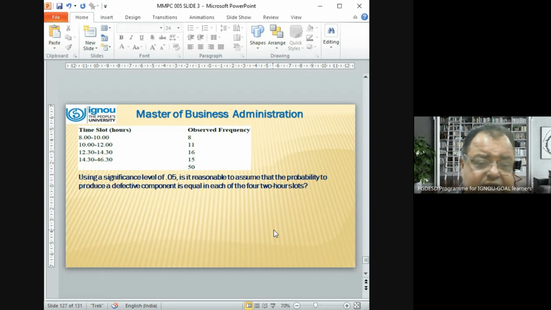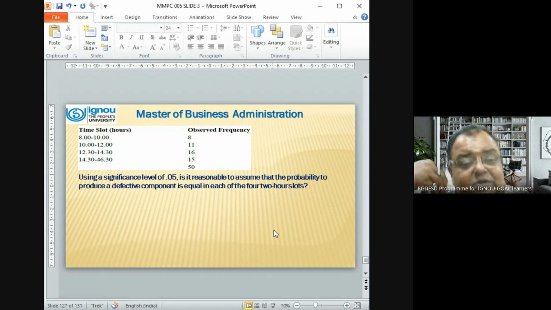It's very difficult to say after having a look at this. 8 to 11 is a difference of 3, 11 to 16 a difference of 5, and 16 to 15 a difference of 1. So we cannot say with the experience or with the information given to us. Now we have to move one step forward to prove it for actual condition.